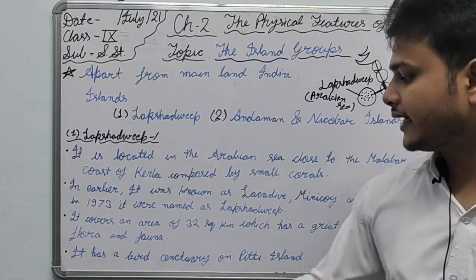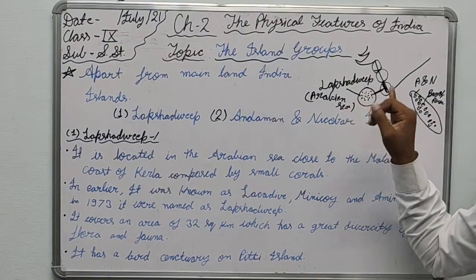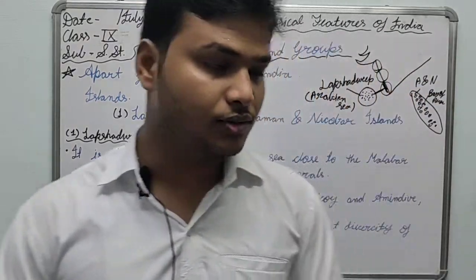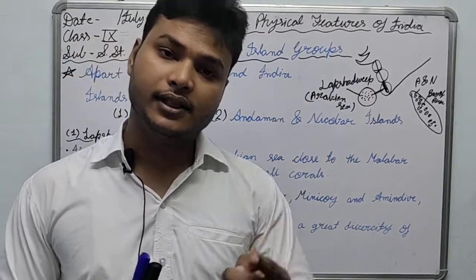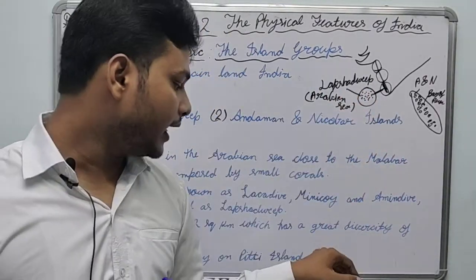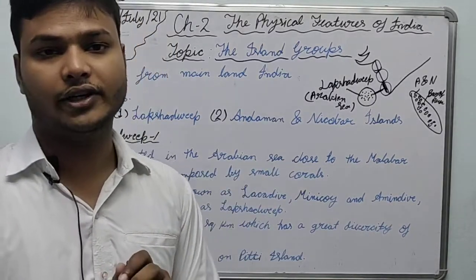The last point is it has a bird sanctuary on Piti Island. Look, it has so many islands, na? It is a group of islands. So there are so many different islands, and all the islands have a name. Same as it has an island known as Piti Island. Piti Island, okay, has a bird sanctuary on it.